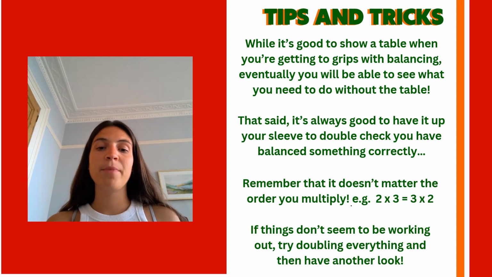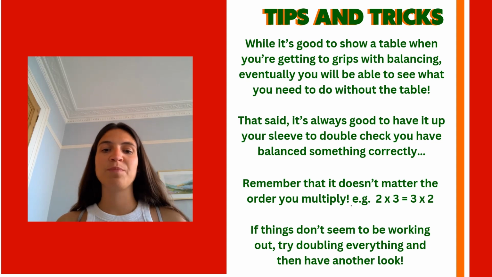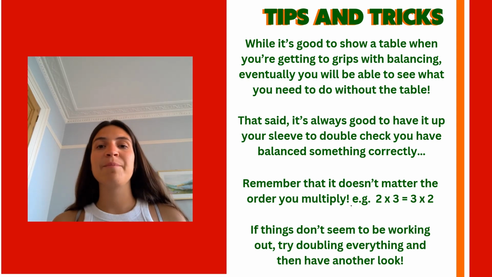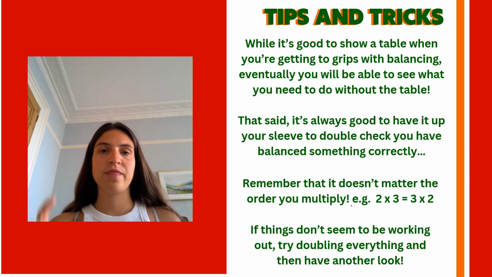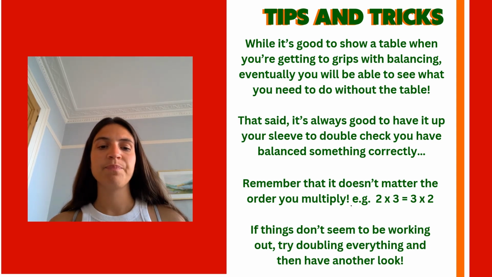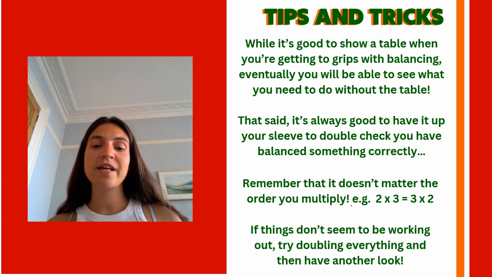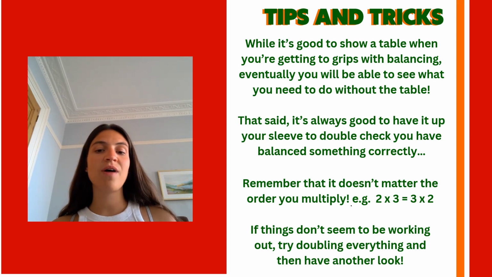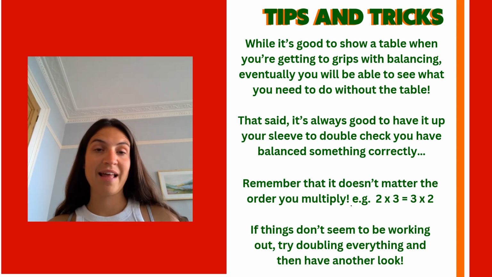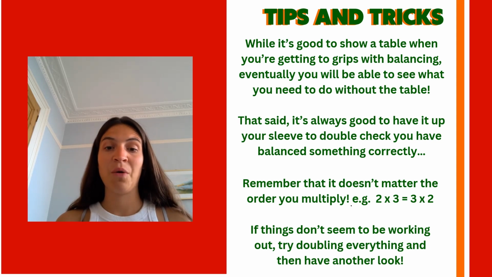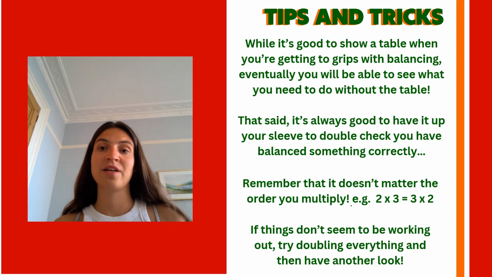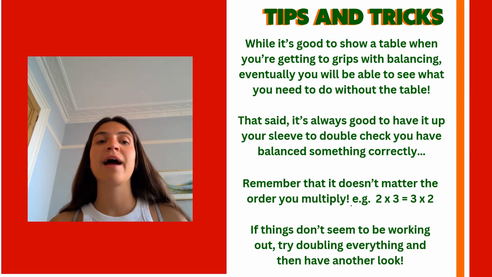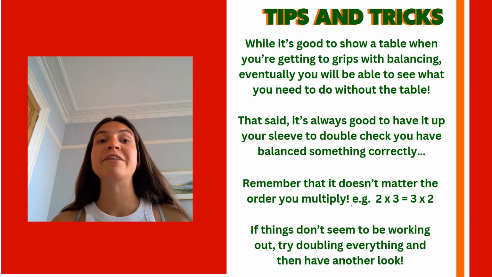Remember this trick about multiplying. It doesn't matter if you multiply 2 by 3 or 3 by 2, that both gives you 6, okay, with that example when we had my oxygens. If things don't seem to be working out, try doubling everything and then have another look at what you've got. So that's just an extra little tip. But usually you do have to mess around with these a little bit before they balance. They might not balance exactly correctly first time. So just be aware you might even have to do that.